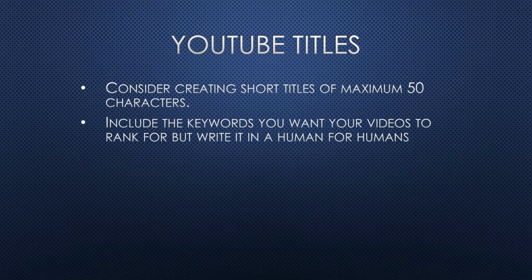Include the keywords you want your video to rank for, but write it in a human way so humans can read it, not the algorithm per se. Some people just stuff their titles with keywords for SEO, but the YouTube algorithm is smarter than you think. It usually knows very well what your video is about, and you should write a compelling title that humans want to click on.